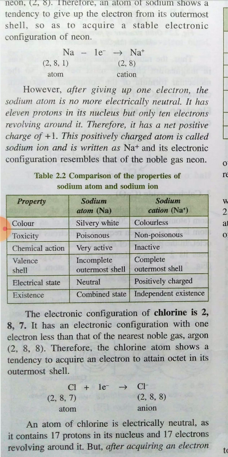Valence shell: the sodium atom has an incomplete outermost shell, but the sodium ion has a complete outermost shell. Electrical state: the sodium atom is electrically neutral, but the sodium cation is a positively charged particle. Existence: the sodium atom exists in a combined state, but the sodium ion has independent existence.